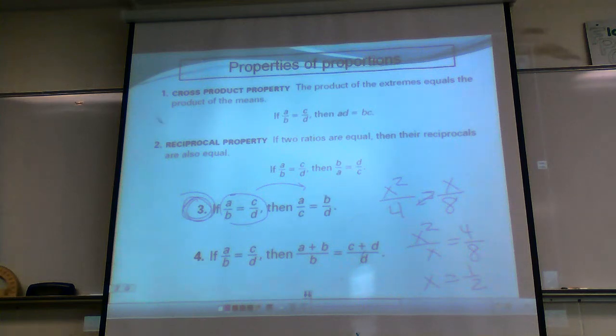All right, so probably in the matter of solving these proportions out, you're definitely going to have to use the first one because that's your cross multiply. You might run into this, but I doubt anyone's going to use the reciprocal property in terms of solving these out.